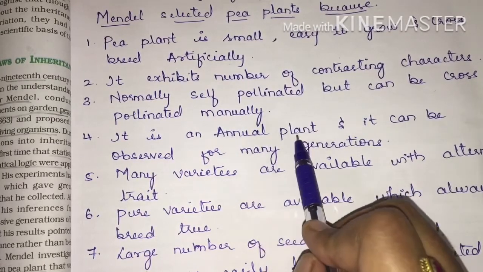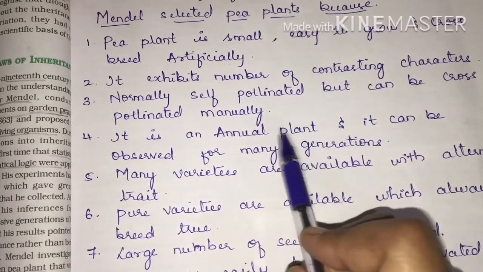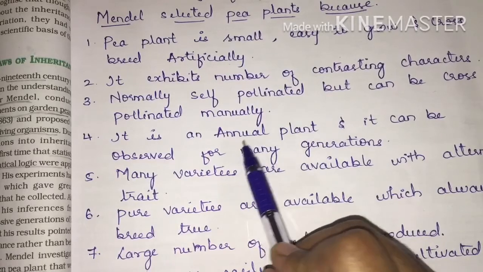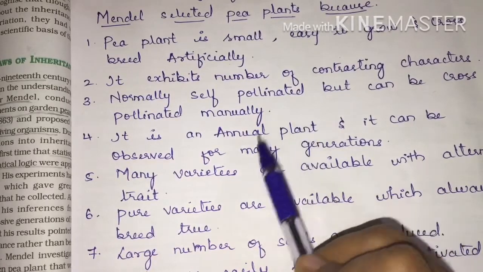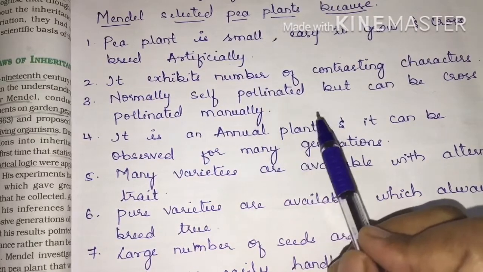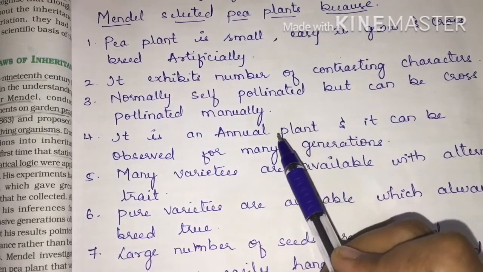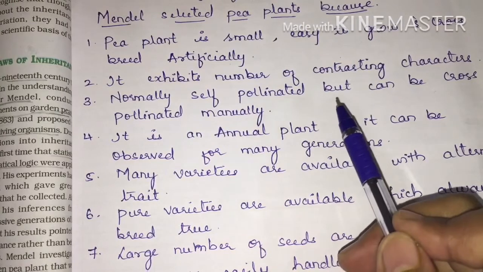Okay, it lives only for 1 year and it will complete its lifespan within 1 year. It can be observed for many generations. Because its lifespan is less, we can see its many generations. If its lifespan was 20 years, 30 years, like that, we could not sit and wait till 20 to 30 years.